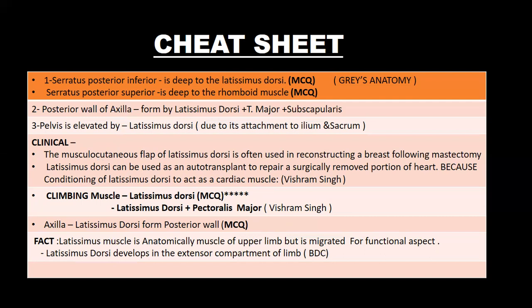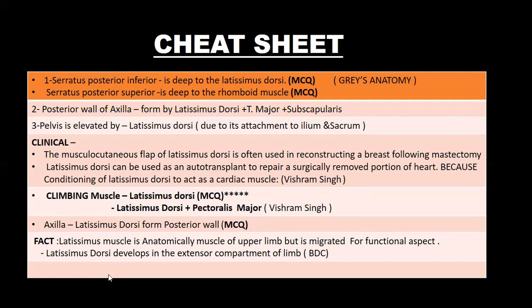It is used in the reconstruction of the breast. Coming to the climbing muscles, when we talk about the climbing muscle, it is latissimus dorsi. But according to Vishram Singh, the two climbing muscles are latissimus dorsi and pectoralis major. When we get the MCQ in pair, we mark this answer, and when we talk about primary, we mark only latissimus dorsi. Coming to the axilla, as mentioned above, latissimus dorsi forms the posterior wall. I have made a separate point here.